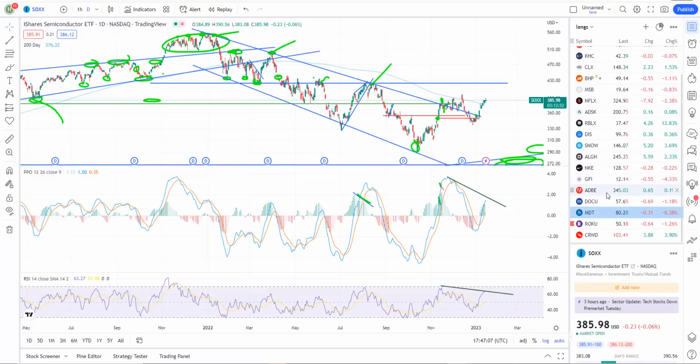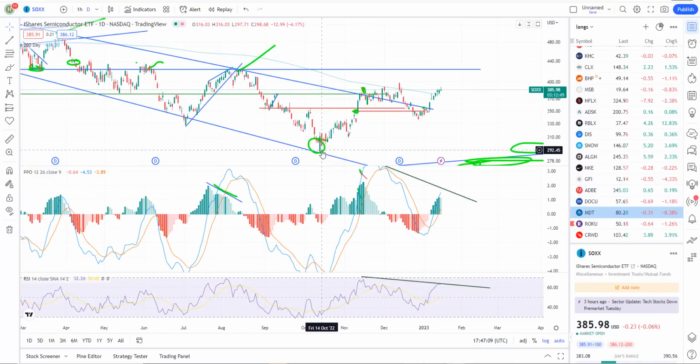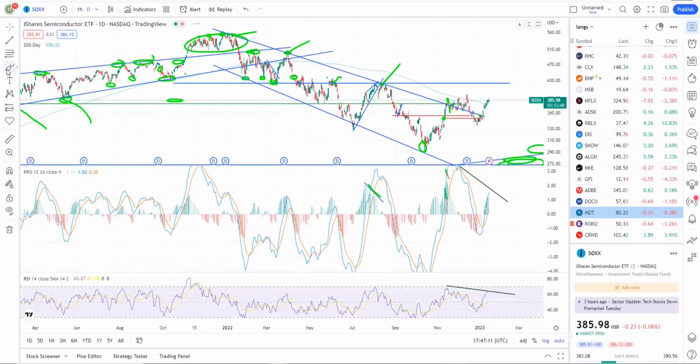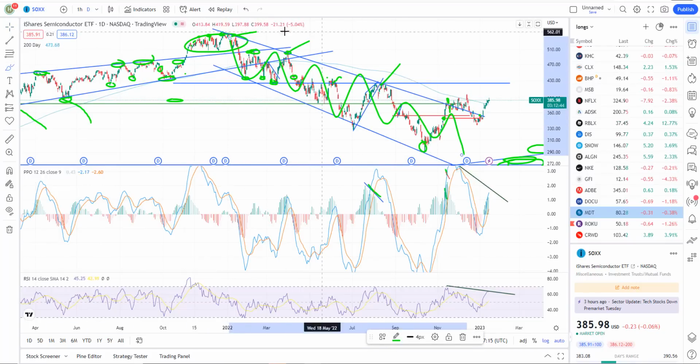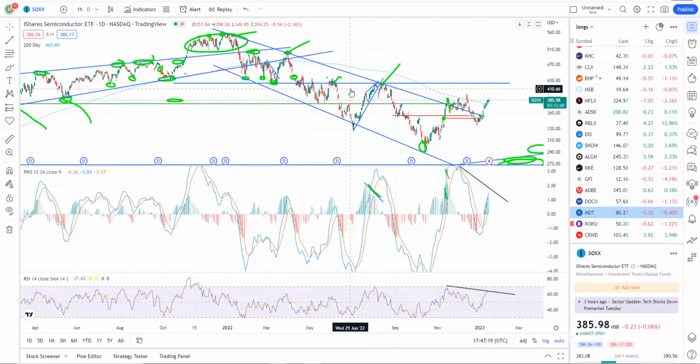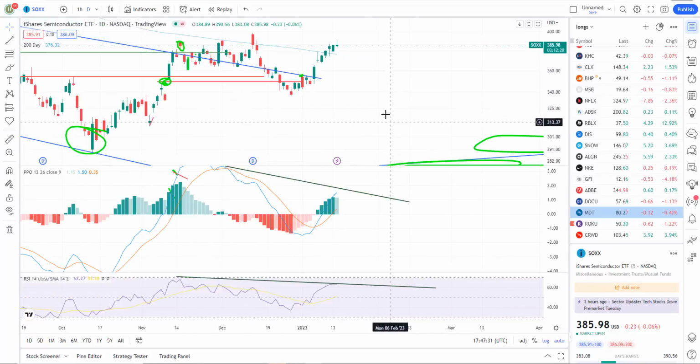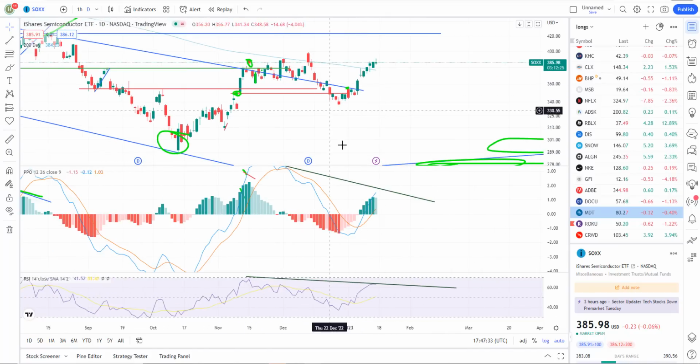Semiconductors. Okay, so the semis, SOXX. Again, the biggest pattern I'm watching is obviously you've got the downward price channel here. This is your bear market in the semis. And I do not believe we are done with the bear market. You know, bear markets do have rallies, just like bull markets have corrections.